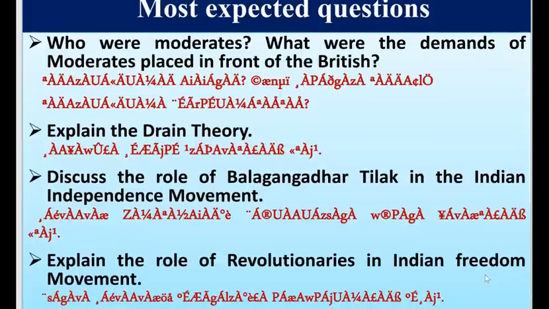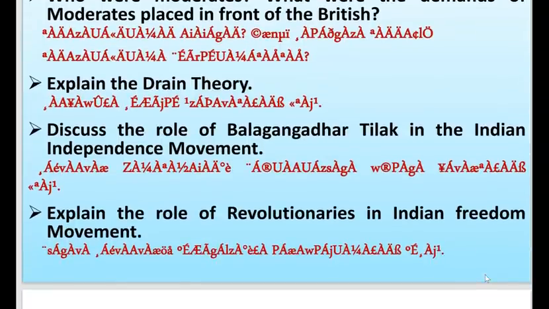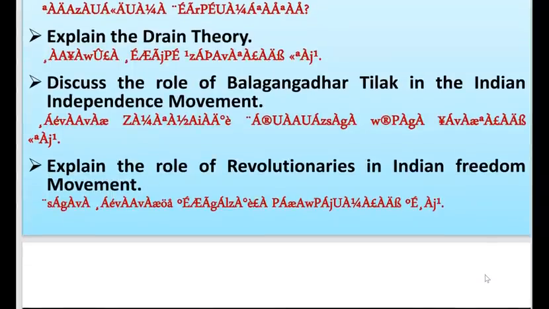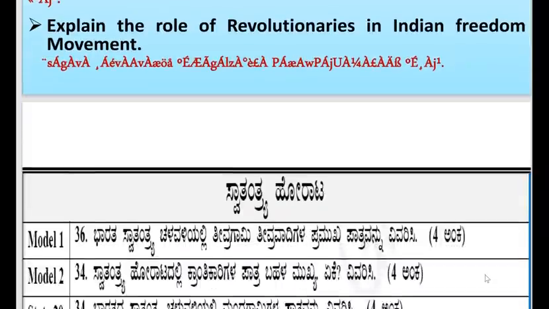Explain the drain theory. Discuss the role of Bala Gangadhar Tilak in the Indian independence movement. Explain the role of revolutionaries in the Indian freedom movement.